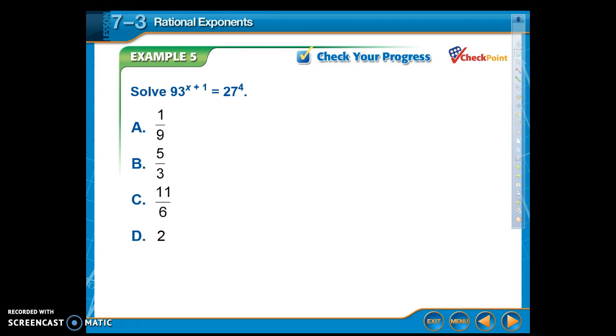All right, so check your progress on here. I want you to think about numbers that are the same bases for 9 and 27. Try to work this out.